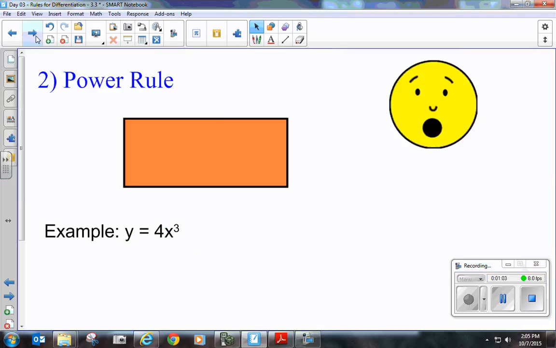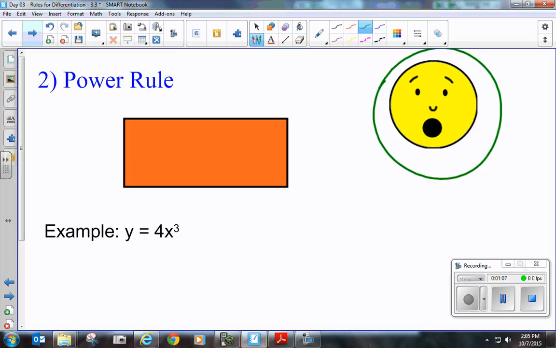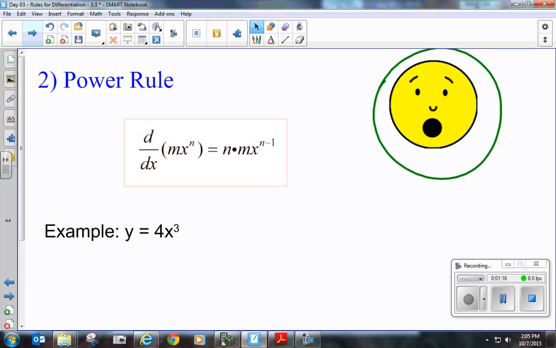The power rule. Do you see this face right here? This is the face that you're all going to make when we learn the power rule, because this takes the difference quotient right off the table. Are you ready? Write that down. I will explain in a second.